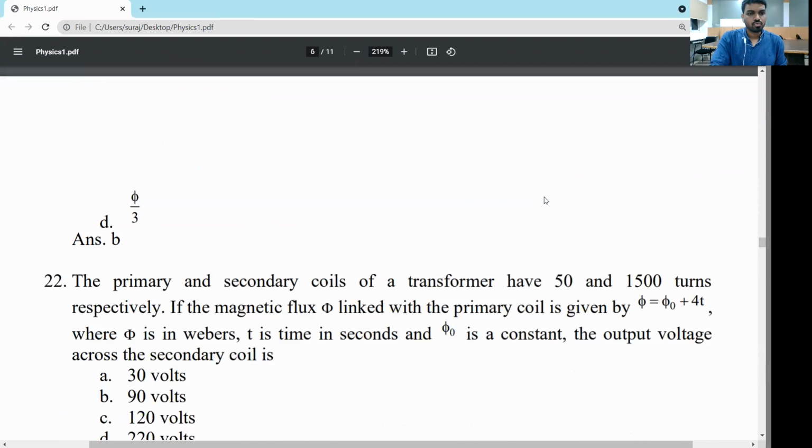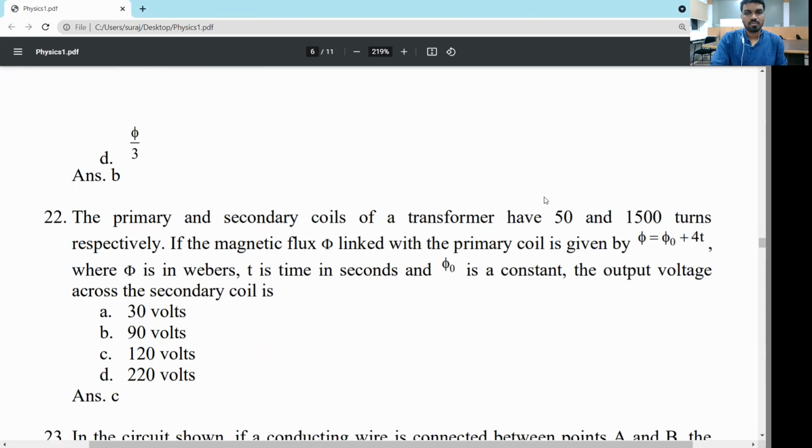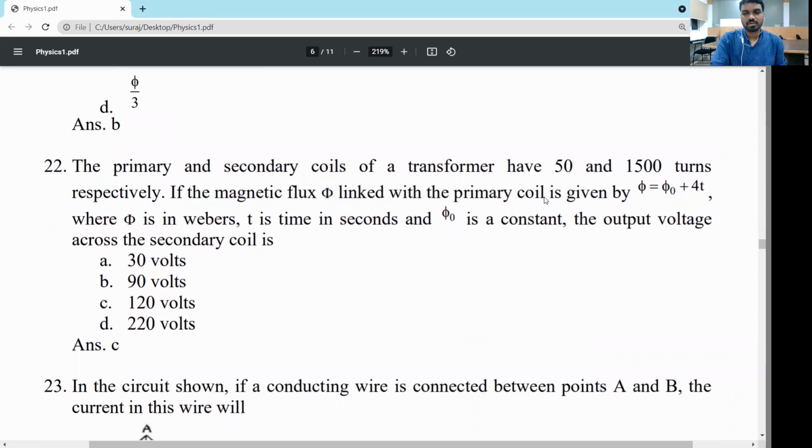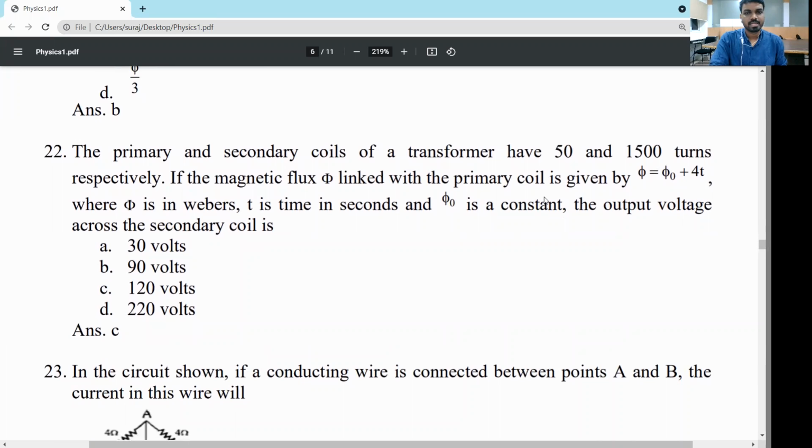Question number 22. The primary and secondary coils of a transformer have 50 and 1,500 turns respectively. The magnetic flux phi linked with the primary coil is phi equals phi naught plus 4t, where phi is in webers, t is time in seconds, and phi naught is a constant. The output voltage across the secondary coil is?